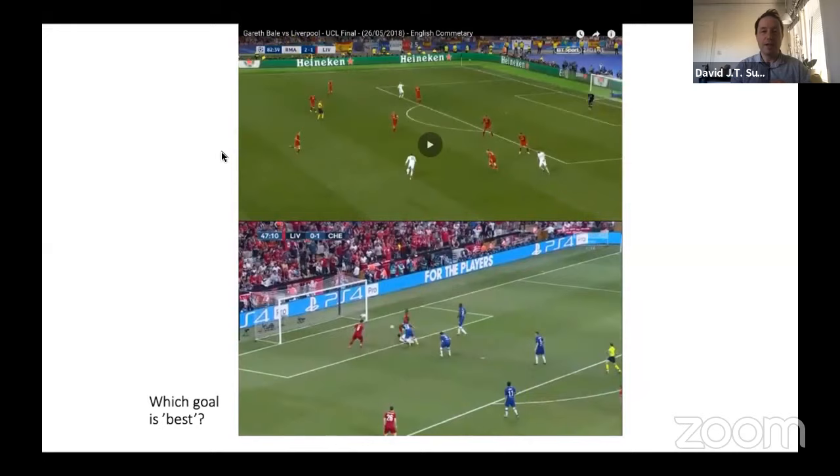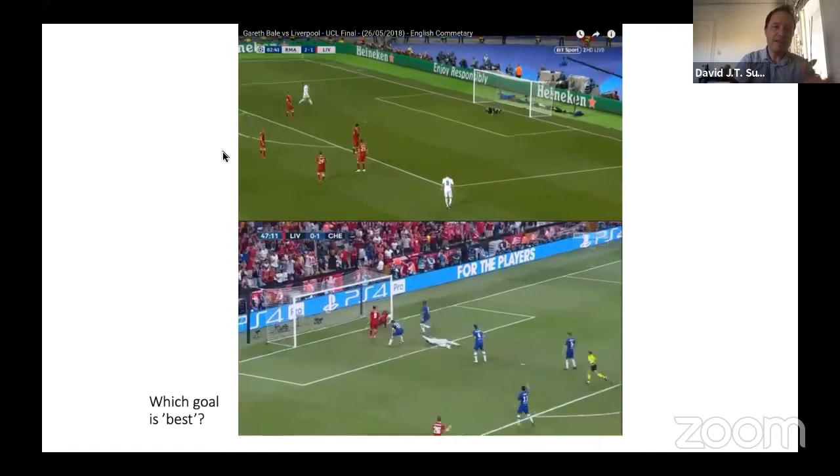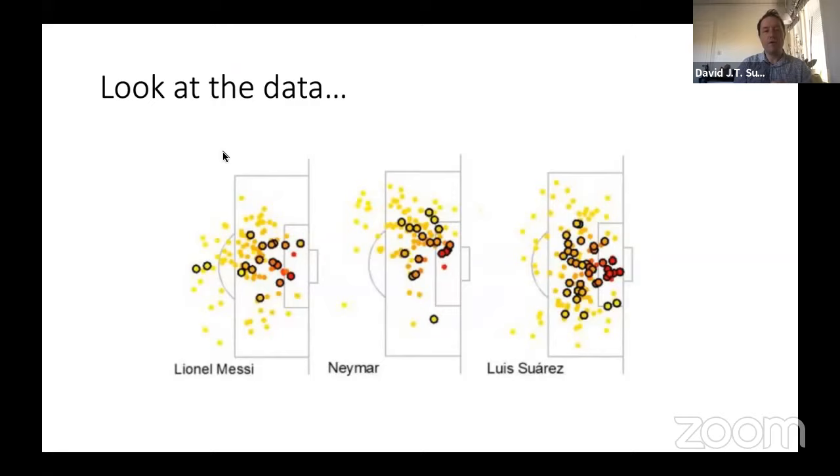How I can say this is we look at the data. This is some data I like to use for La Liga from a few seasons back when Neymar was playing for Barcelona.